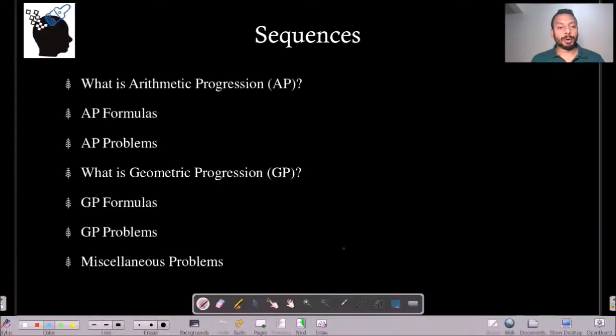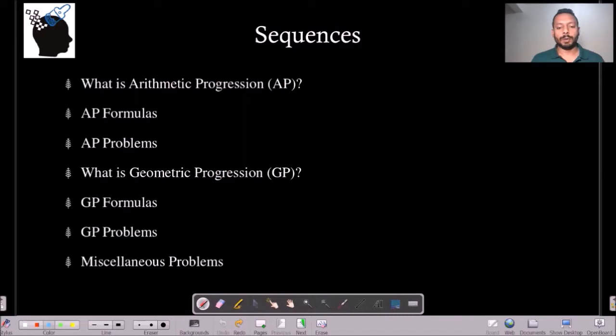So let's get started with today's topic of sequence. Today we will be talking about what is arithmetic progression. Then we'll look into AP formulas. We'll solve a couple of problems on AP. Then we'll talk about what is geometric progression. We'll look into GP formulas, a couple of problems on GP, and then we'll solve some miscellaneous problems.